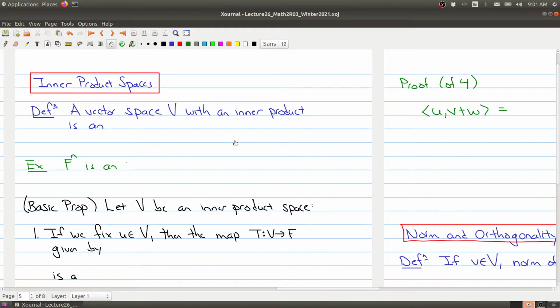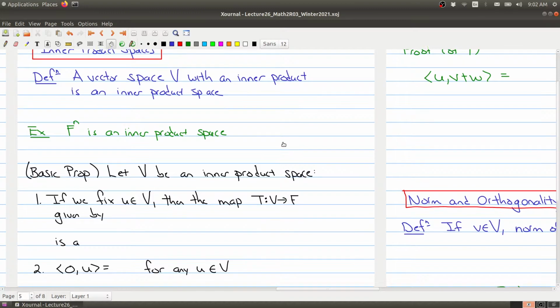Okay, so we've introduced what an inner product is. Now what we want to do is define what an inner product space is. Basically, a vector space that has an inner product is called an inner product space. As an example, they exist, and we know that because F^n is an example of an inner product space. Because we know there's at least one inner product on this space, you can take the Euclidean inner product. So F^n is always an example of an inner product space.